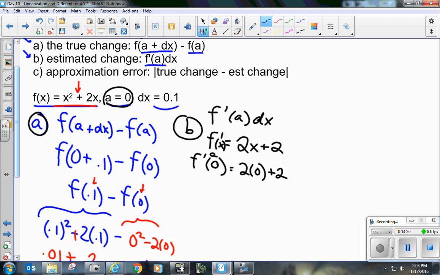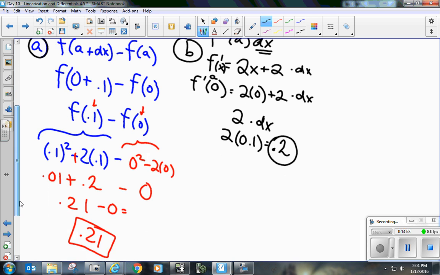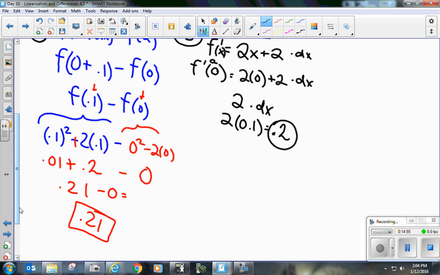But don't forget, I still need to multiply that by dx. What is dx? 0.1. So what is 2 times 0.1? 0.2, thank you. 0.2, you guys are exhausted. So am I, don't worry. So this is the estimated change. So look how close the estimated change is to the true change. It's 1/100. It's 0.01 away.